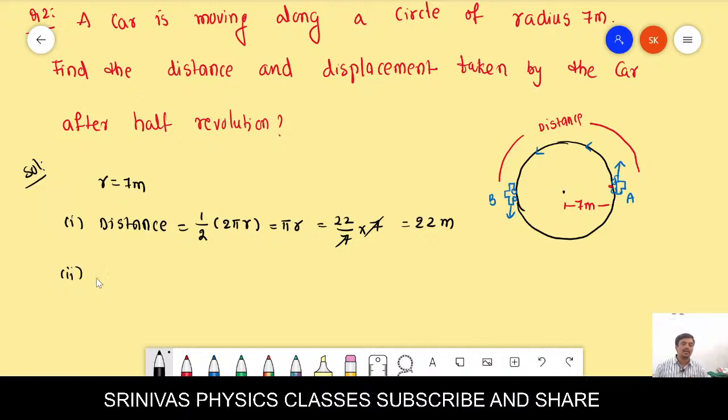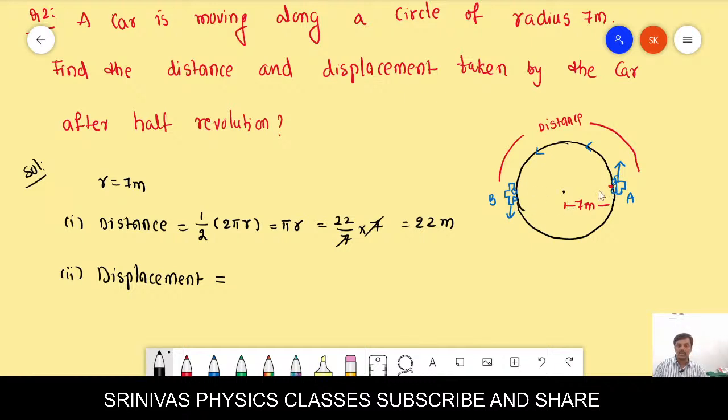Next I want the displacement. How to find the displacement in the figure? Displacement is the shortest distance between the initial and final points. When you know the initial position and final position, we can find it directly. But here you don't know the initial and final positions, so you have to follow a two-step procedure. Initial point is A, final point is B after half revolution, then the shortest distance to reach the final point from the initial point is the displacement.